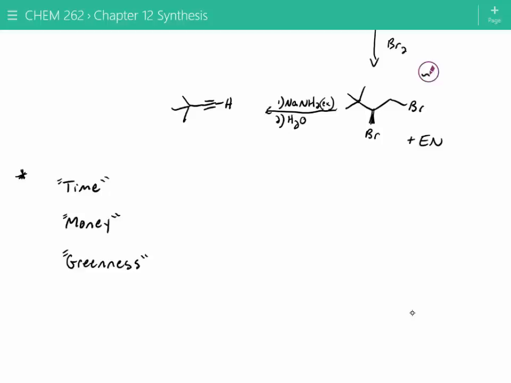All right, tomorrow is just going to be a practice day. I would recommend trying to start some of the Sapling problems. It's all focused on synthesis, so it's a great review of the last few chapters.